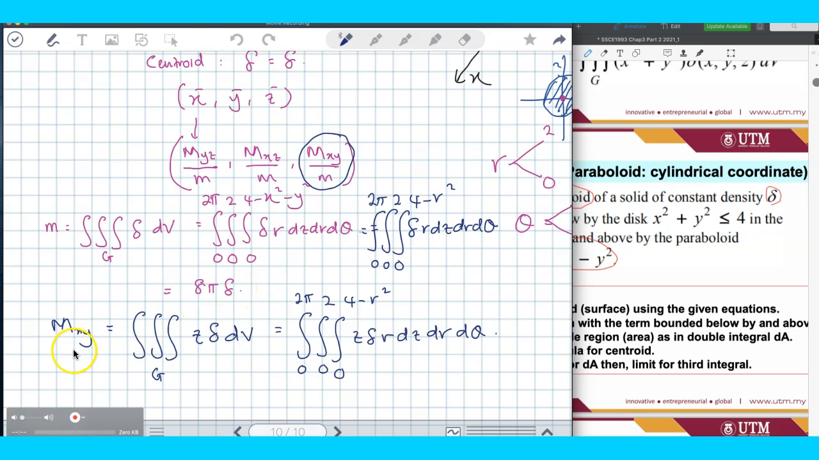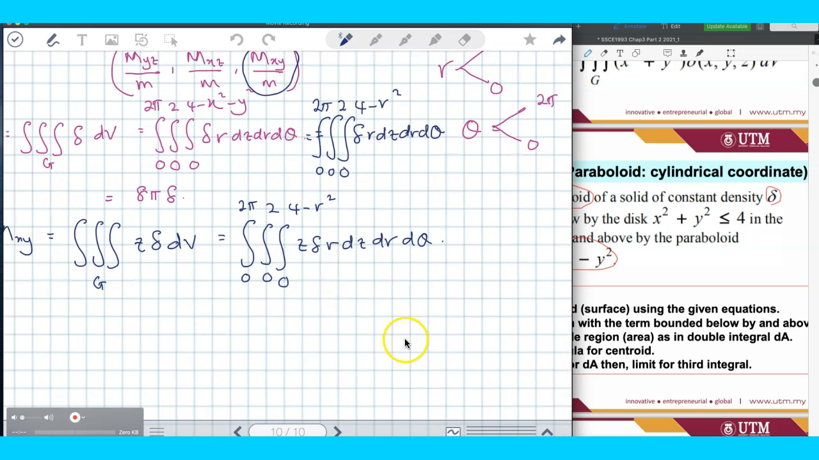Now for the moment of mass, you will first integrate with respect to z, so the z delta r becomes your integrand. Again, I don't want to compute this for you, so please compute this for yourself. This is not so complicated, but it's not so simple.